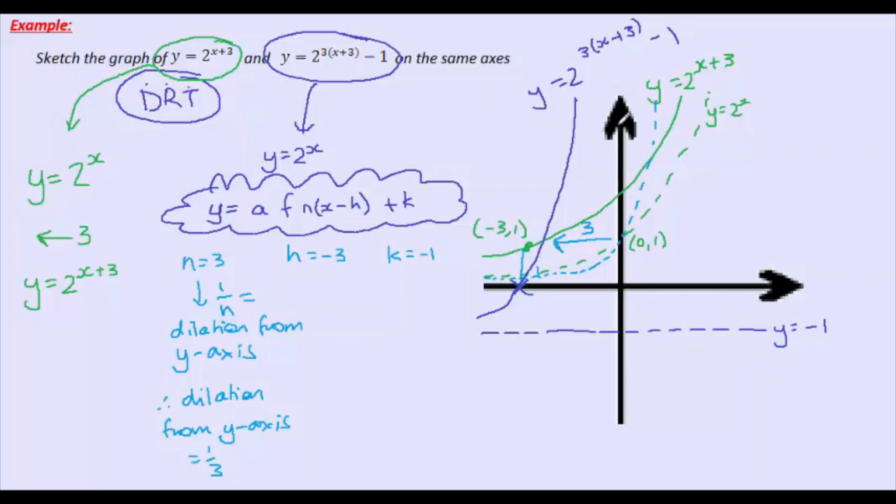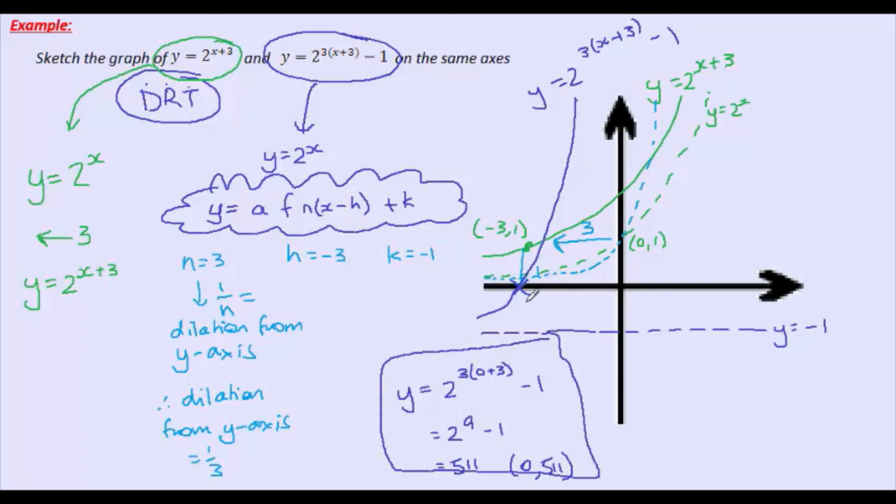Now, we could work out the y-intercept, but because exponentials rise so quickly, we'd probably find that this value would be a very high value. In fact, it would be 2 to the power of 3 times 0 plus 3, minus 1, which is 2 to the power of 9 minus 1, which I think is 511. So it's no surprise my y-intercept is off the graph. However, my x-intercept will be at -3 and 0.